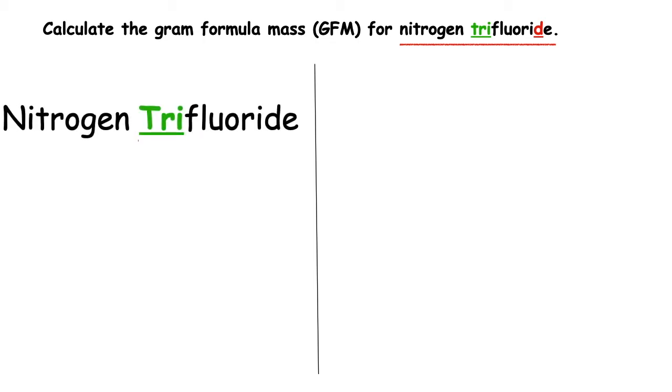In this example, we want to calculate the gram formula mass for nitrogen trifluoride. This example is a little bit different because we have a prefix. When we have a prefix formula, we just say what we see. We've got the chemical symbol for nitrogen as N. There's no prefix before that, which tells us we only have 1, but we don't write 1s, so we don't write anything after the chemical symbol. Fluorine, the chemical symbol, is F, and we can see that we've got the prefix tri, which means we've got 3. So the chemical formula for nitrogen trifluoride is NF3.